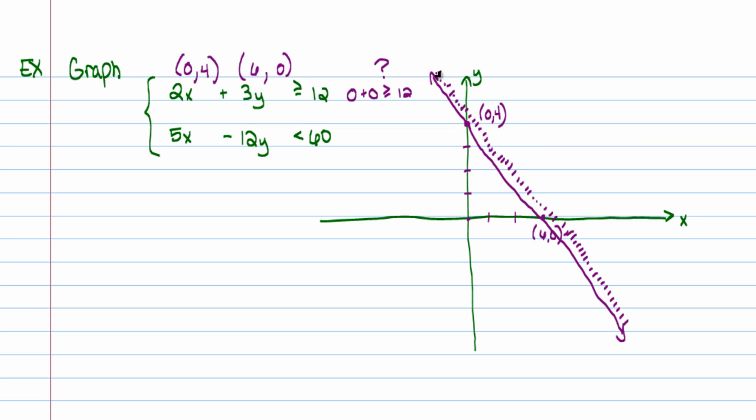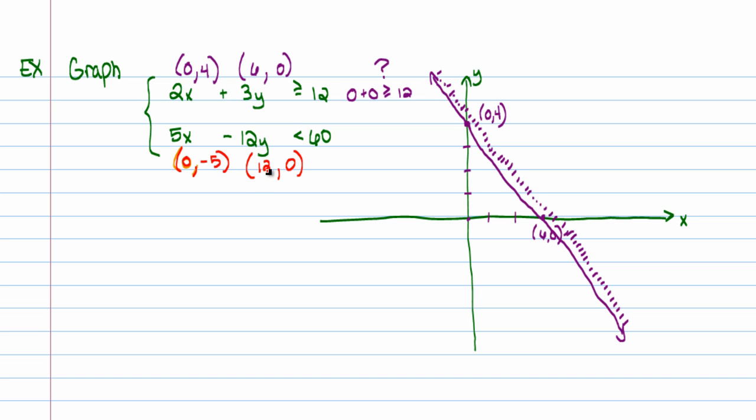And now I'm going to go ahead and graph the other one. The other one, let's see, when x is 0, and maybe that color is not the best to use. Maybe I'll use red just because it's a little bit easier to see. When x is 0, y is a negative 5. And when y is 0, x is 12.